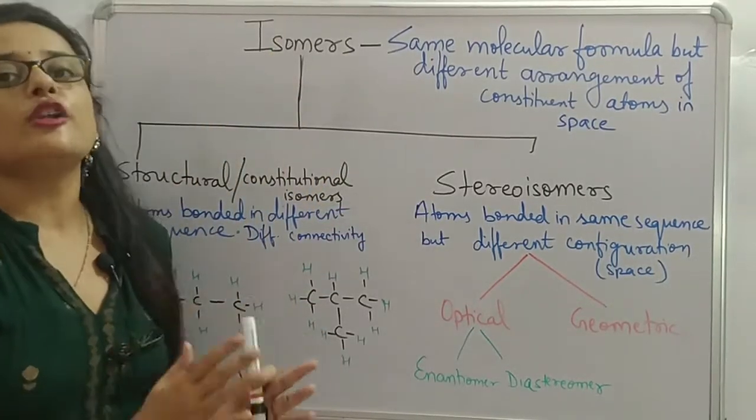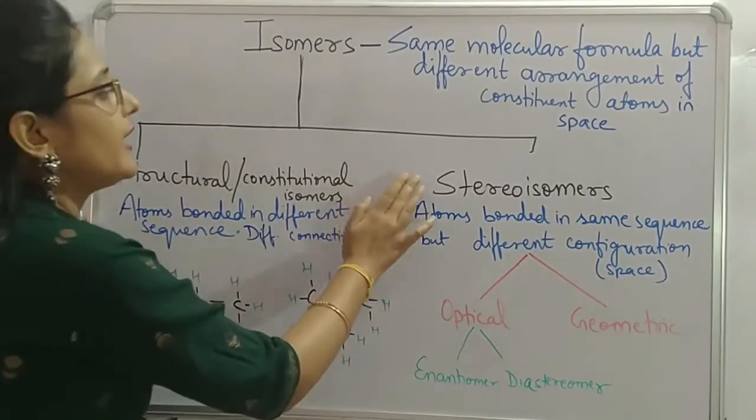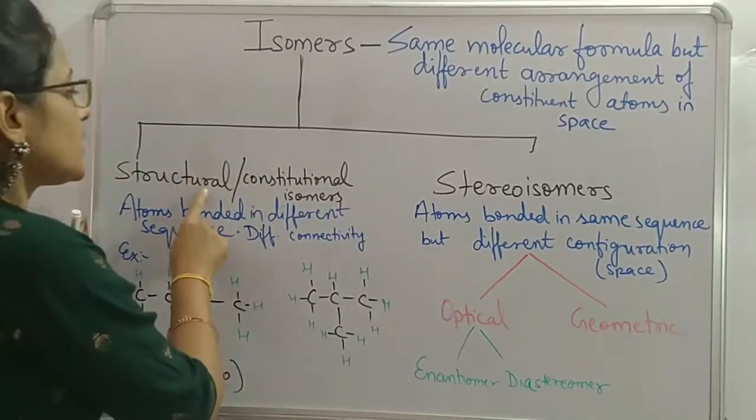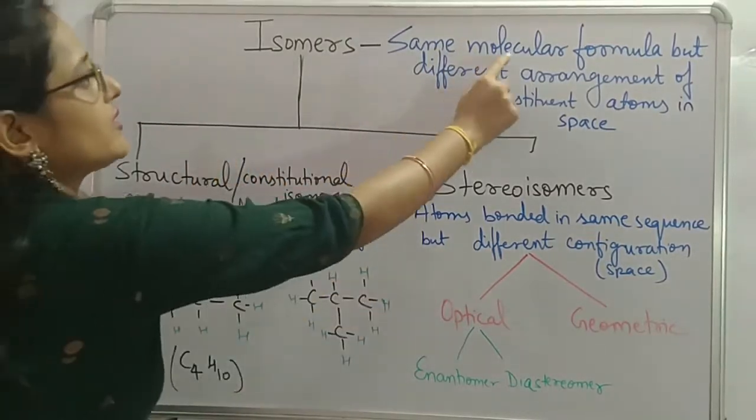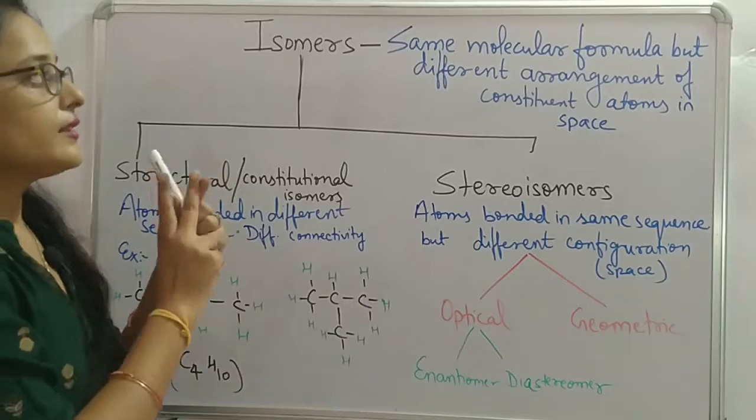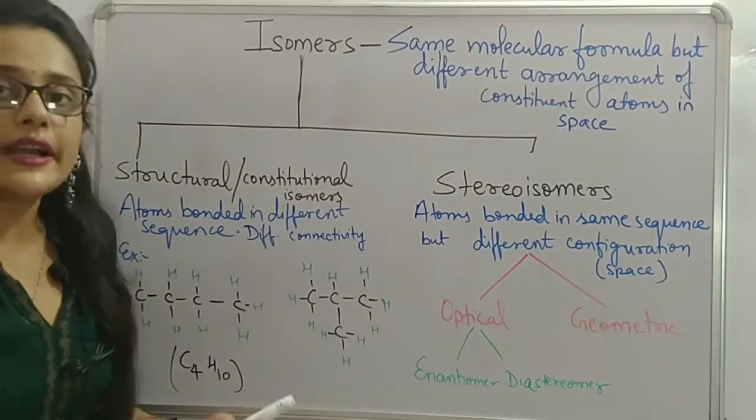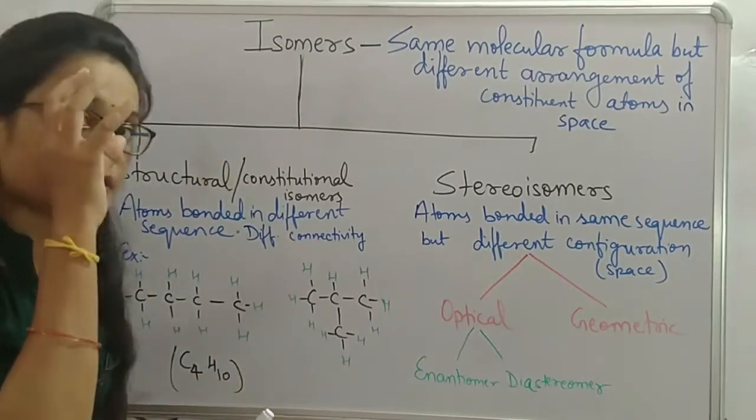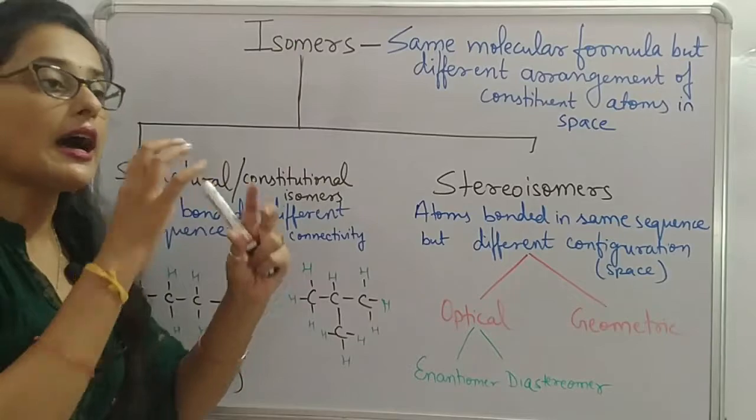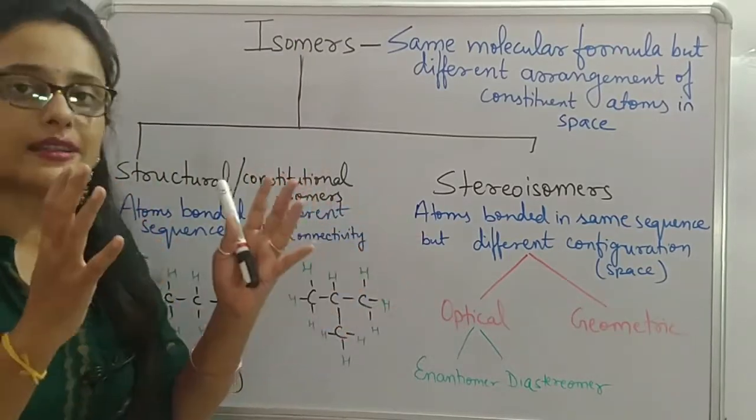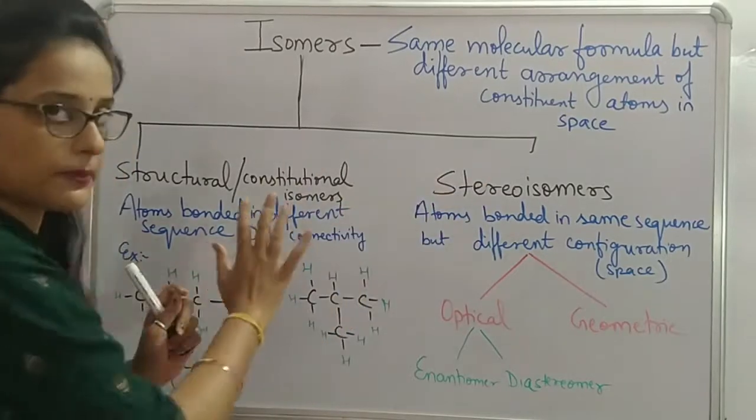Now isomers are of two main types, that is structural or constitutional isomer and stereoisomer. Structural or constitutional isomers are two compounds which have the same molecular formula, the first thing. The second thing, they have different arrangement of constituent atoms. But what kind of difference do they have? The type of difference gives us two types of isomers. That is how the constituent atoms are different in three-dimensional space. On the basis of that, we have two types.